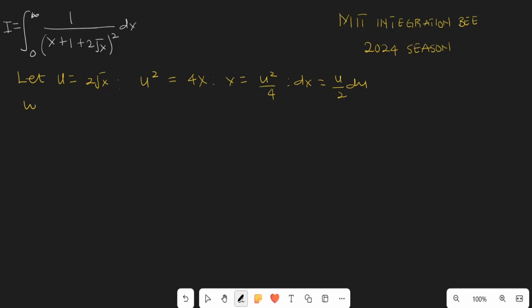What about the change in limits? When x is equal to 0, u is going to be equal to what? 2 times the square root of 0, that is 0. When x is equal to infinity, u is going to be 2 times the square root of infinity, which is infinity. So the limits actually will not change here.